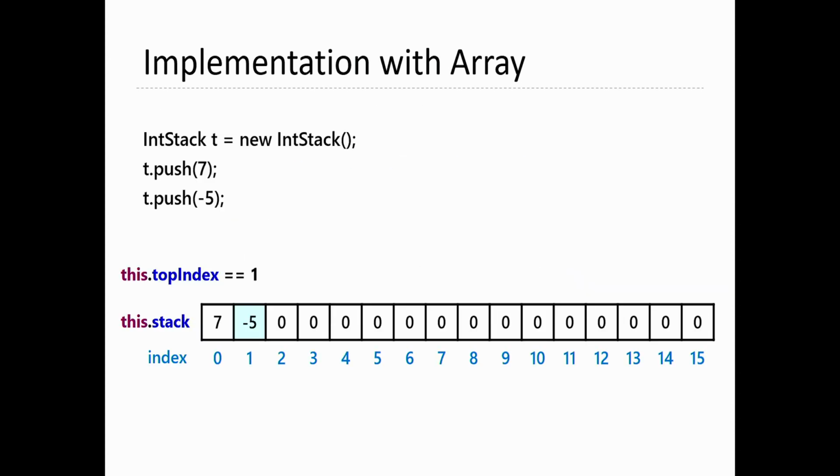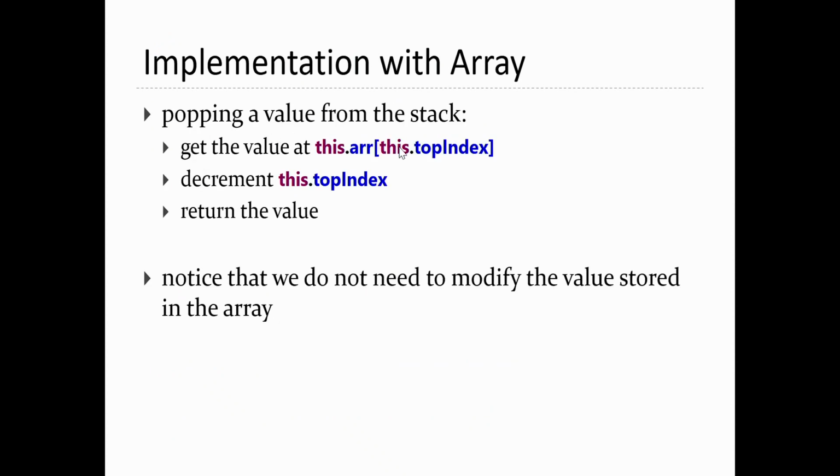Okay. How do you pop an element off the top of the stack? Well, top of the stack is pointing at the light blue element there. So to pop the element, we get that element at the top index. So get that element that's at the current top index, decrease the top index by 1 because the top of stack comes down by 1, and then return the value. You don't have to overwrite the value that's stored in the array.